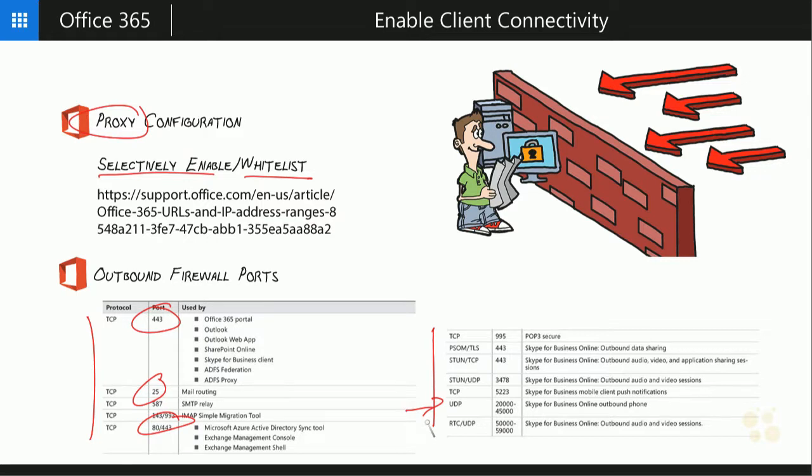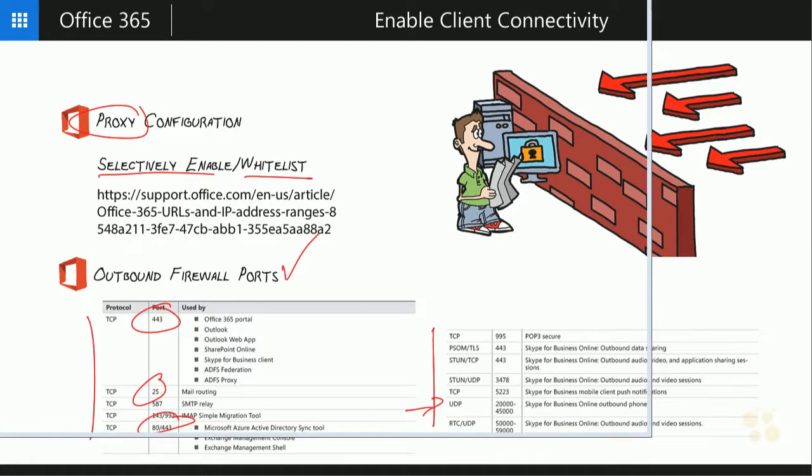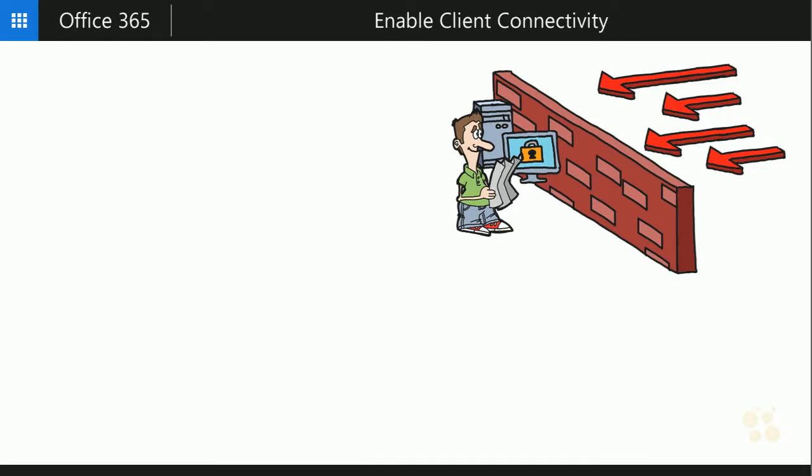You do need to have this list for configuring your environment. But what you need to know is that outbound firewall ports need to be opened and set up in order for communication to work properly. You can find all of these ports also listed in that same support document that I just showed you inside of Microsoft's documentation.